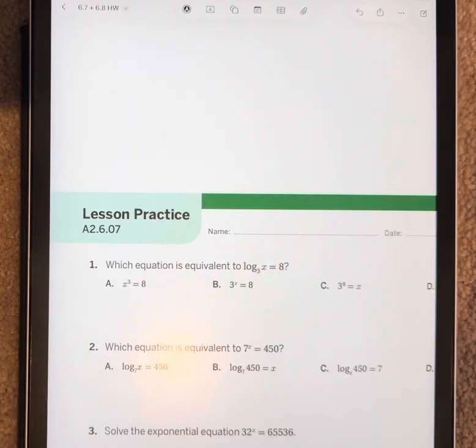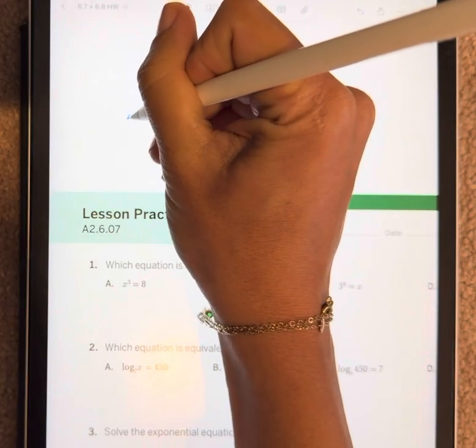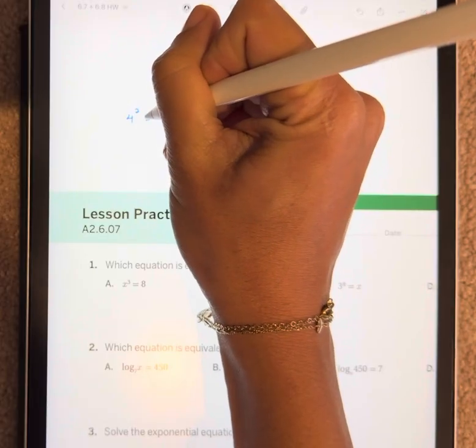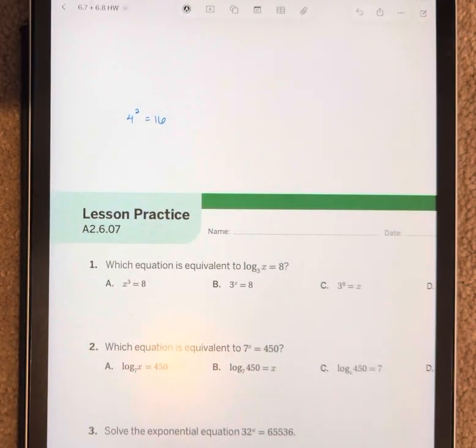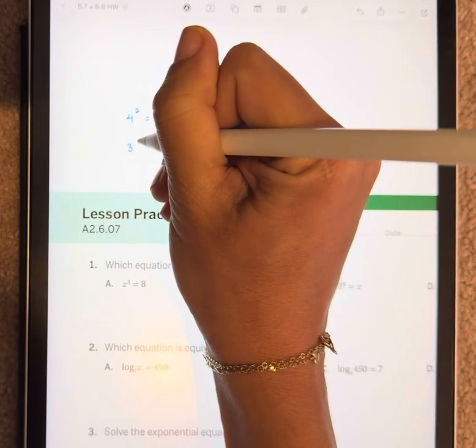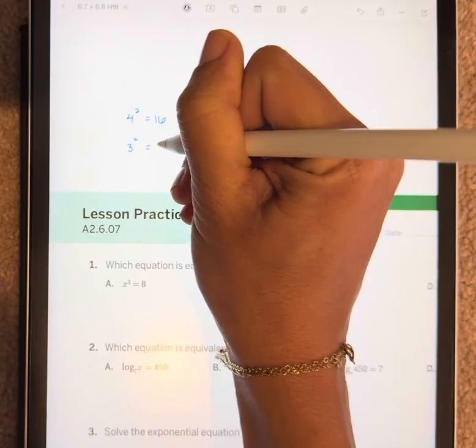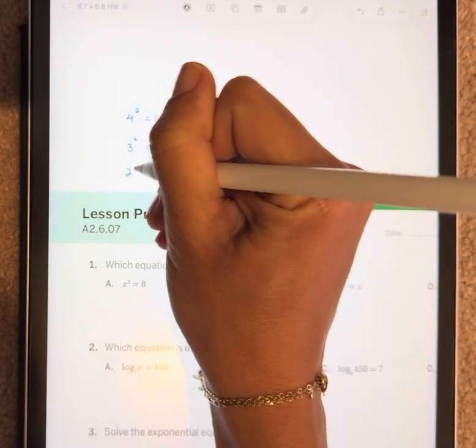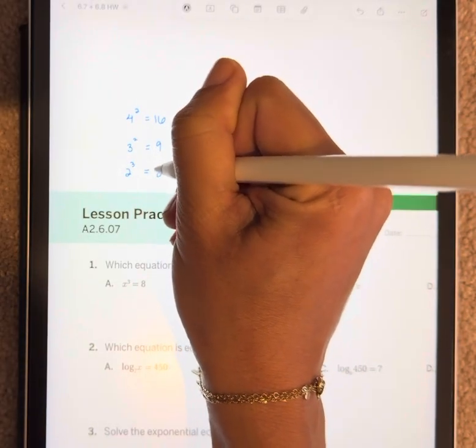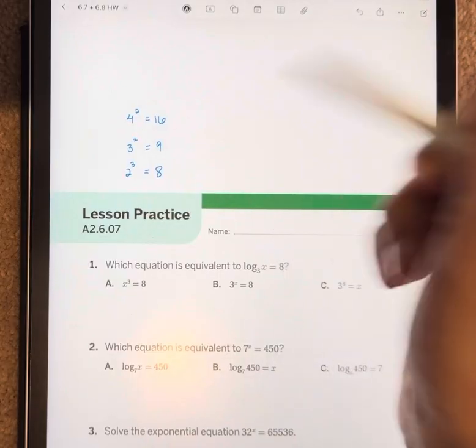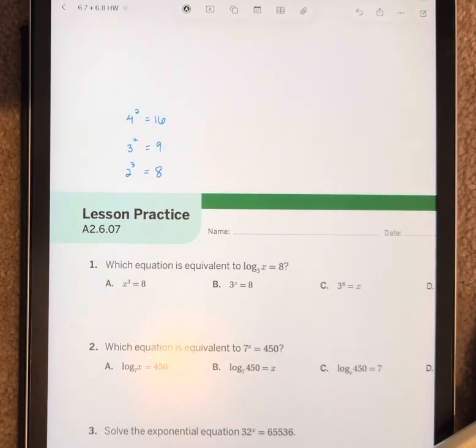So, for example, we know that 4 to the second power is 16, okay? A lot of us have a sense for that, right? 3 to the second is 9, or 2 to the third is 8. When we see an exponent situation, a lot of times we can take a second to think about it and we know what it means.